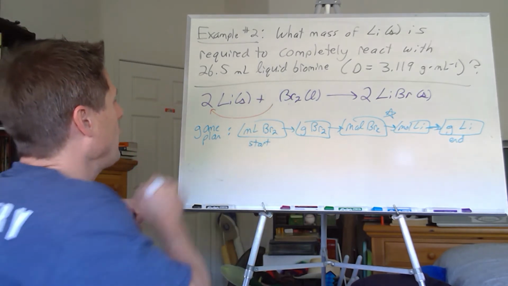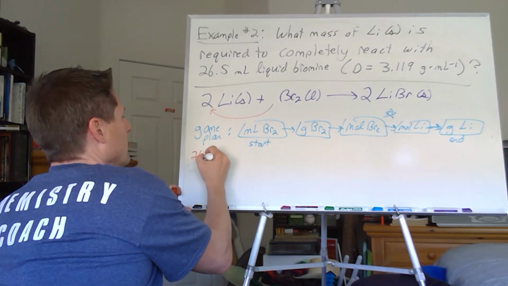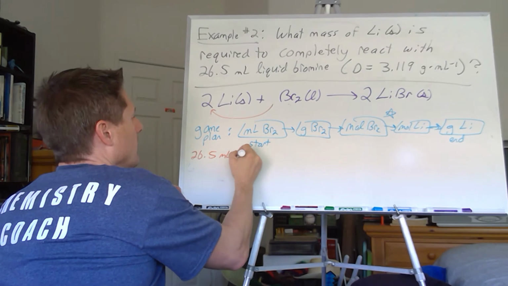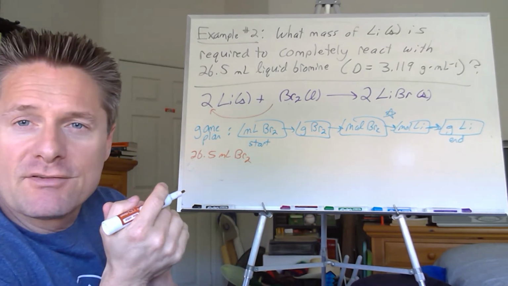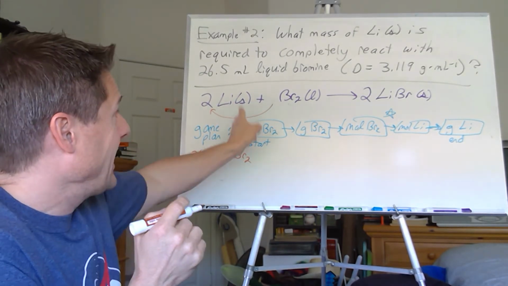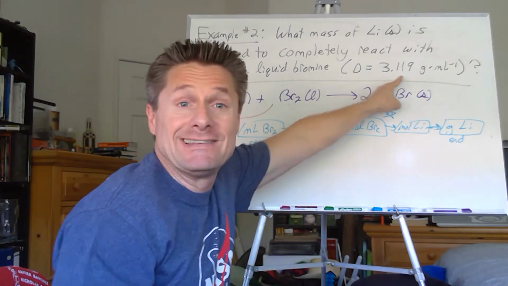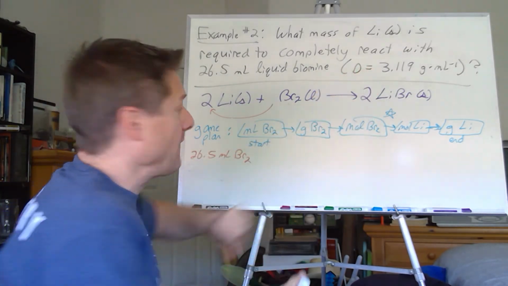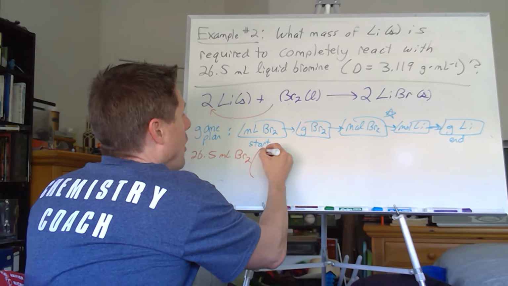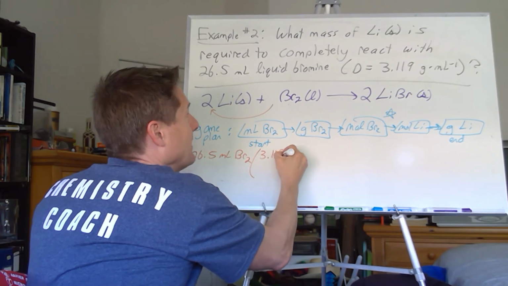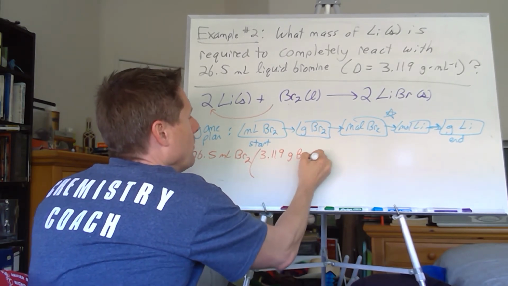So let's take the 26.5 milliliters of bromine. That's what we're starting with. I've got to get from milliliters to grams. Let's use the density that was provided. That's not an exact value, by the way. So there are 3.119 grams of bromine.